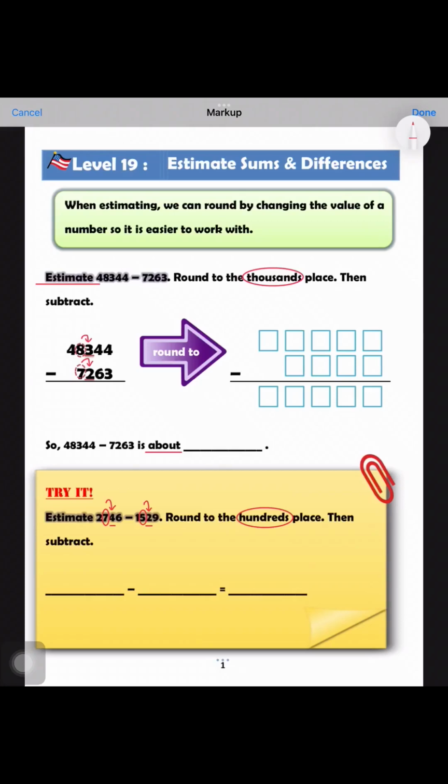Hello kids, let's turn to page 1. So this topic is about estimation.